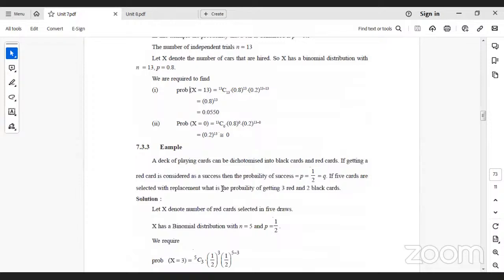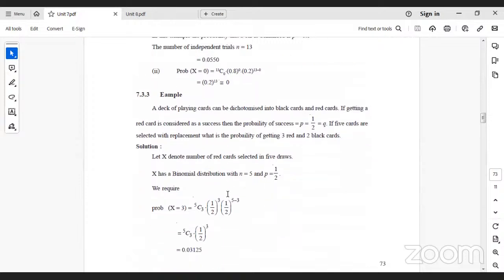Another example. A pack of playing cards can be dichotomized into black cards and red cards. If getting a red card is considered a success, then the probability of success p is equal to 1 by 2, and q is also 1 by 2. If 5 cards are selected with replacement, what is the probability of getting 3 red and 2 black cards? X is a binomial distribution with n equal to 5 and p equal to 1 by 2. We require X equal to 3.